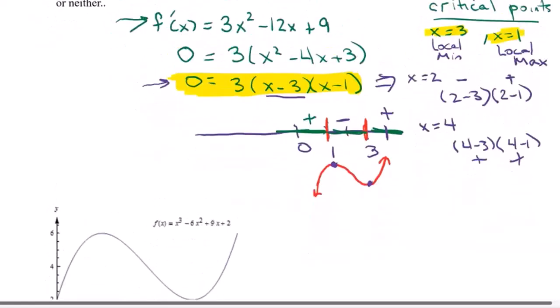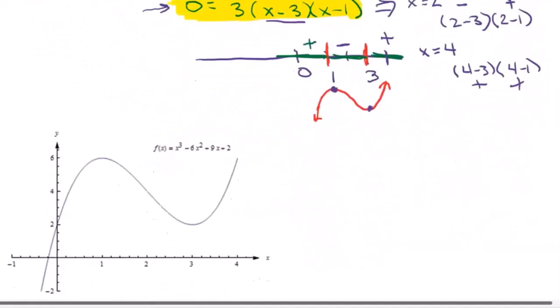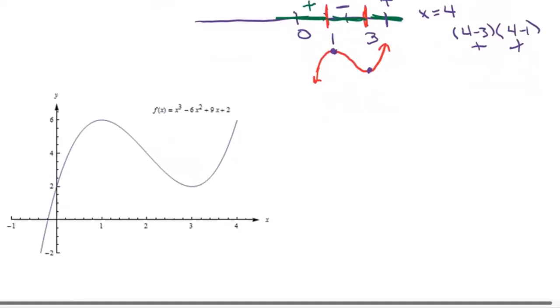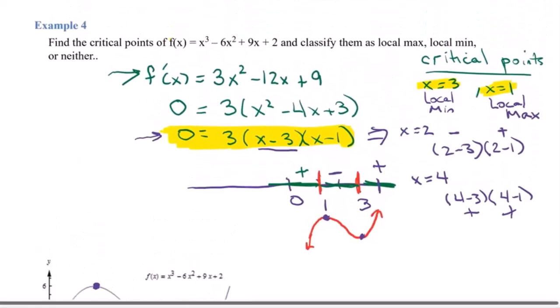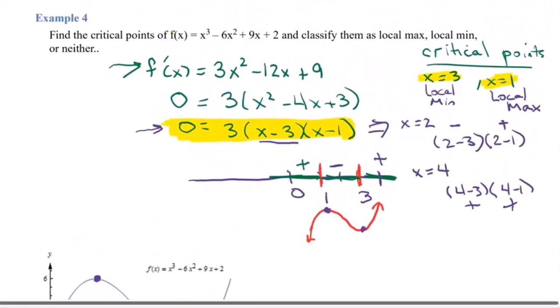So if I were to graph something, this is the graph of x cubed minus 6x squared plus 9x plus 2. And we can see that at 1, we have a local maximum, and at 3, we have a local minimum. So just like we said, we did it perfectly. And that's really all you have to do.